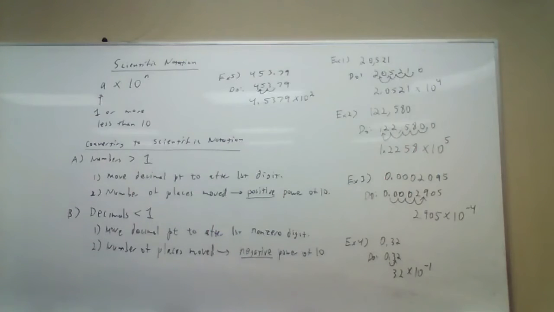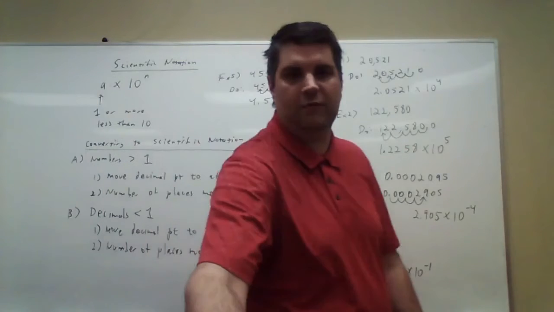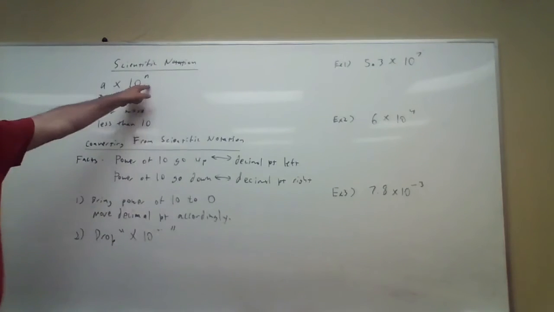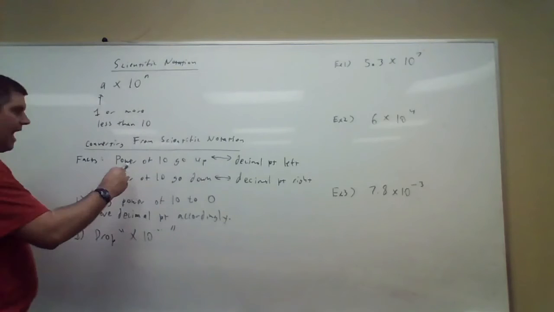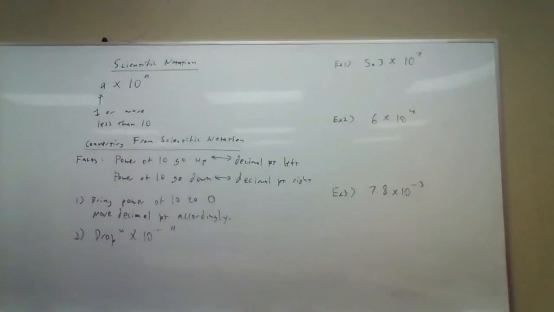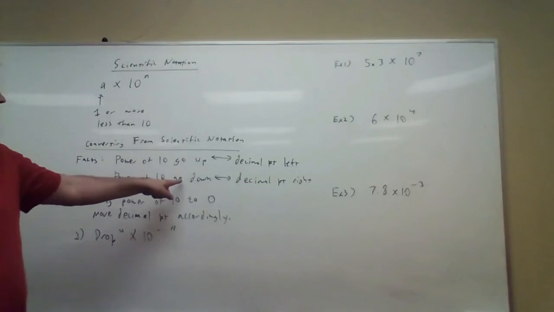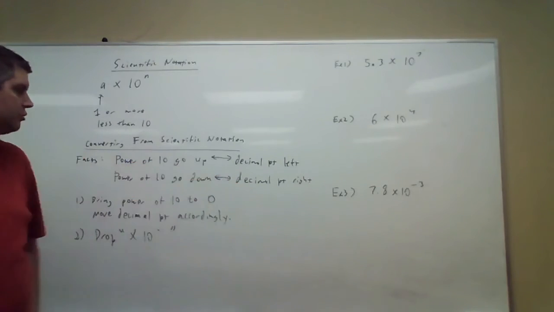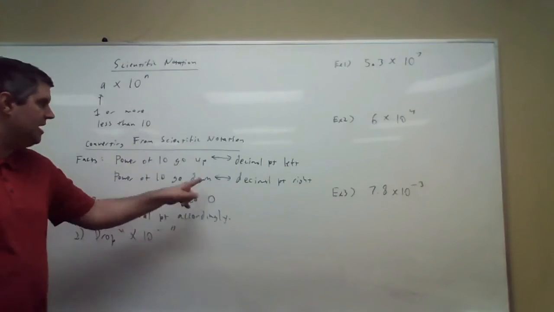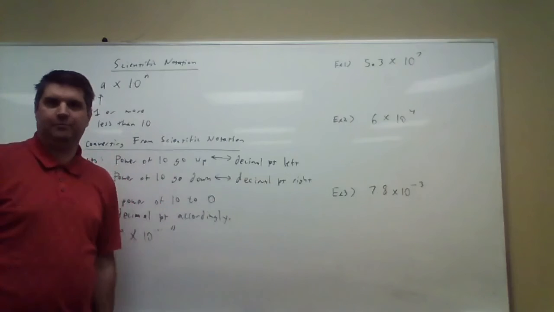All right. I'm going to pause here and get into converting from scientific notation. Okay, in standard notation, we don't have the times 10 to whatever. So ultimately, we want to get rid of that. So here's some facts. If the power of 10 goes up, the decimal point goes to the left. Okay? If the power of 10 goes down, the decimal point goes right. One way of thinking about this is that scientific notation is downright scientific.